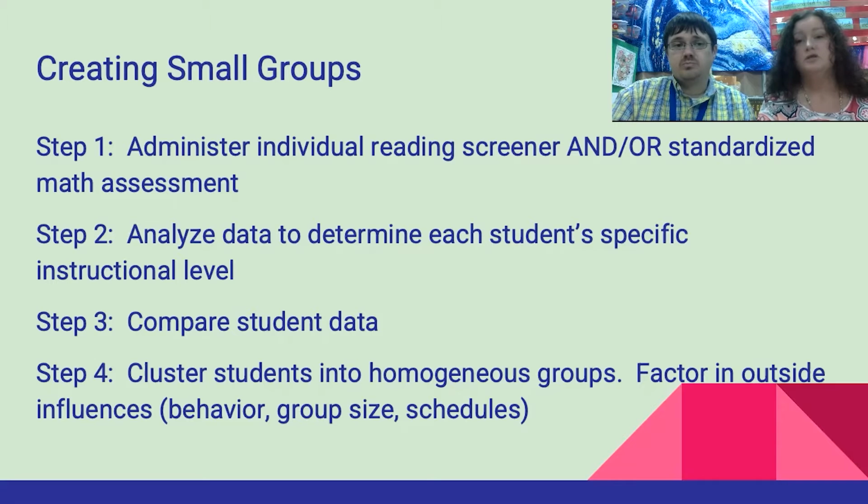And then the next thing you want to do once you have that picture, you're going to compare that data to the other students within your classroom. This way you can see maybe which students are at the same instructional levels and would make a good group. Of course, you always want to cluster students into homogeneous groups for guided math and reading groups. It's important also to factor in outside influences like behavior, group sizes, and schedules. And I know those things can be issues to work through sometimes, but if you know that two students don't get along, even if they're on that same level, it might be a good idea to separate their groups, adjust the groups a little bit as necessary.